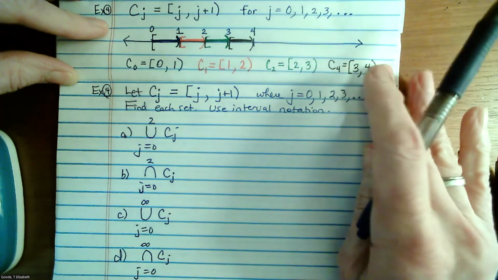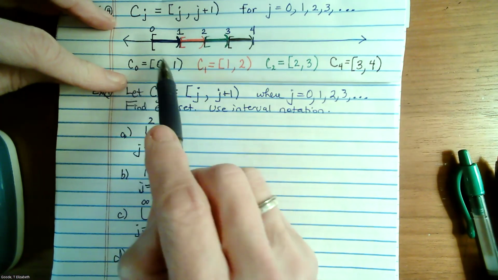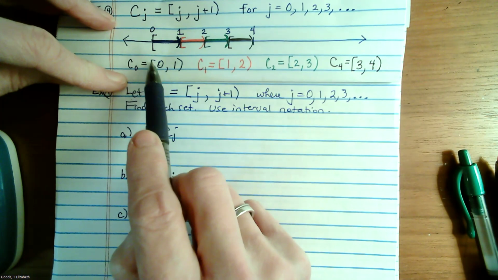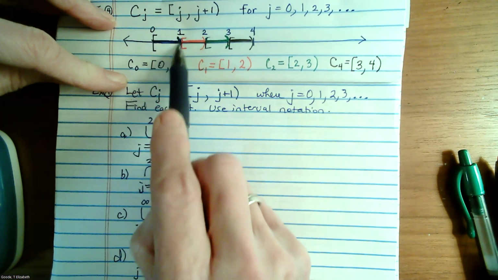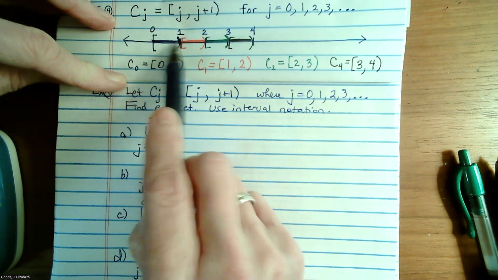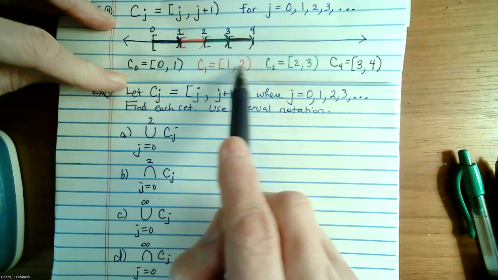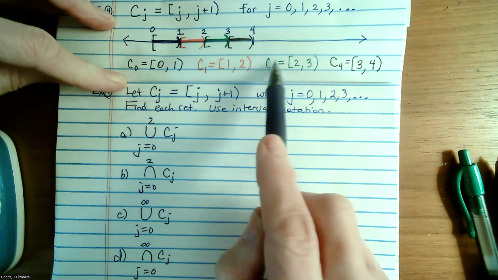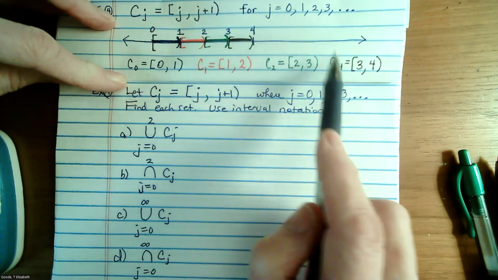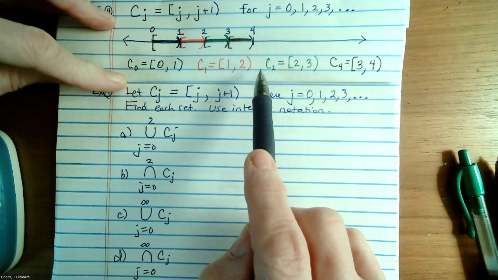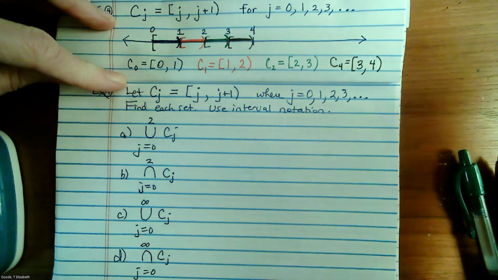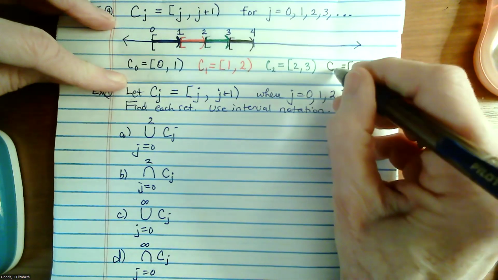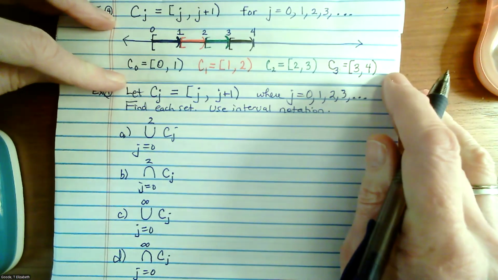So C0, when j is 0, goes from 0 to 0 plus 1, which of course is 1. Square bracket on the left, soft bracket on the right. So this is C0 here. C1 is 1 to 2. Include the 1, don't include the 2. C2 is in green. Oh, this isn't C4, is it? Oh, so the extra page of notes has a typo on it. Sorry, change it to C3 if you ever download those.